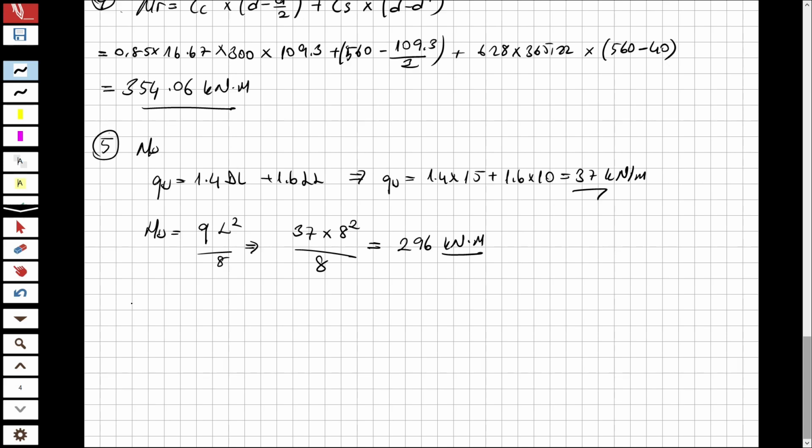So we're going to make a comparison. MR is equal to 354.06 kilonewton meter. It is greater than Mu, which is equal to 296 kilonewton meter. So MR is greater than Mu. That means that our cross section can carry the moment created by this design force. So now we're going to write that it is okay. The design is okay now. The moment can be carried. So the question is solved.